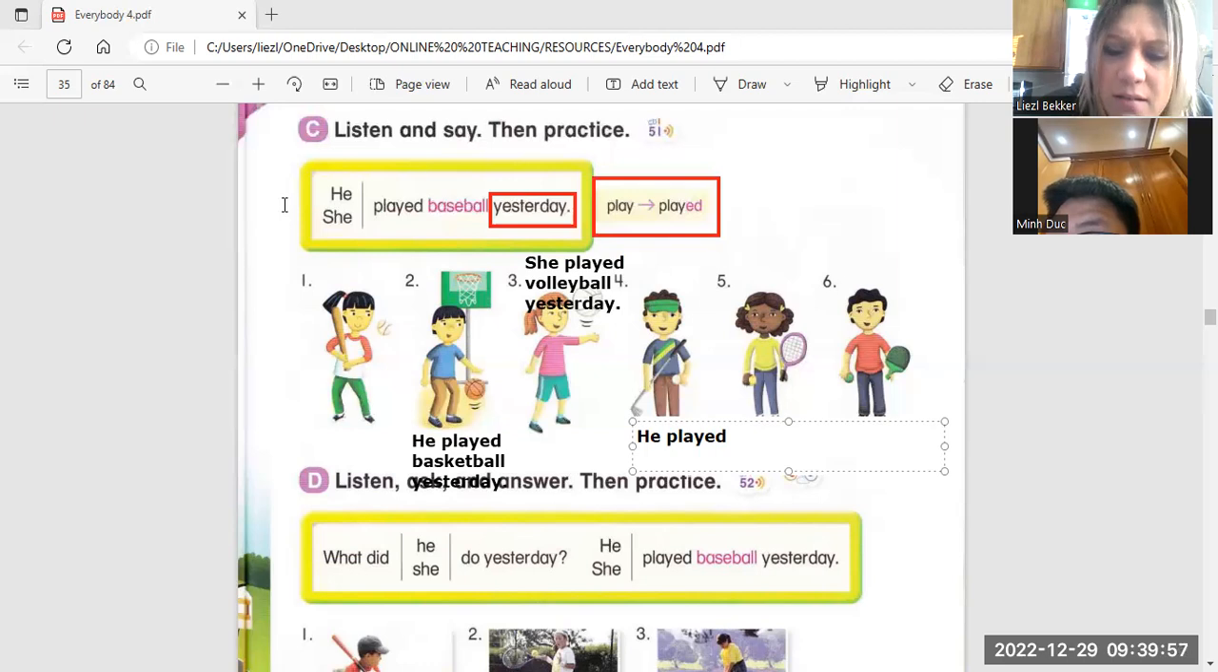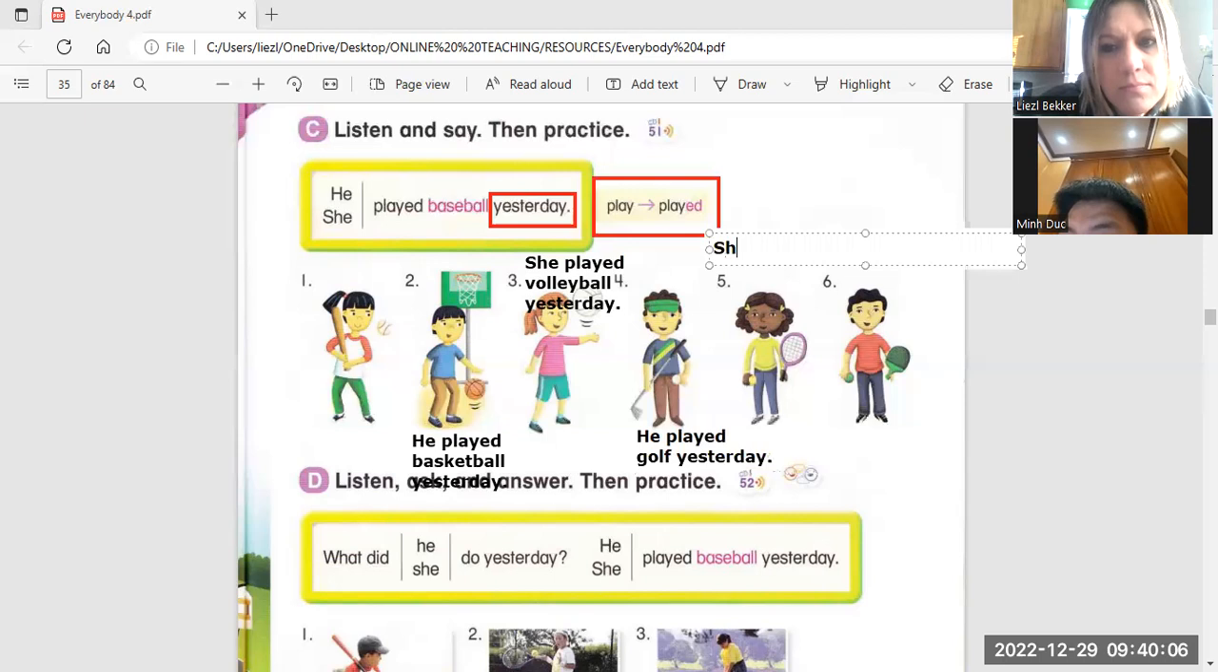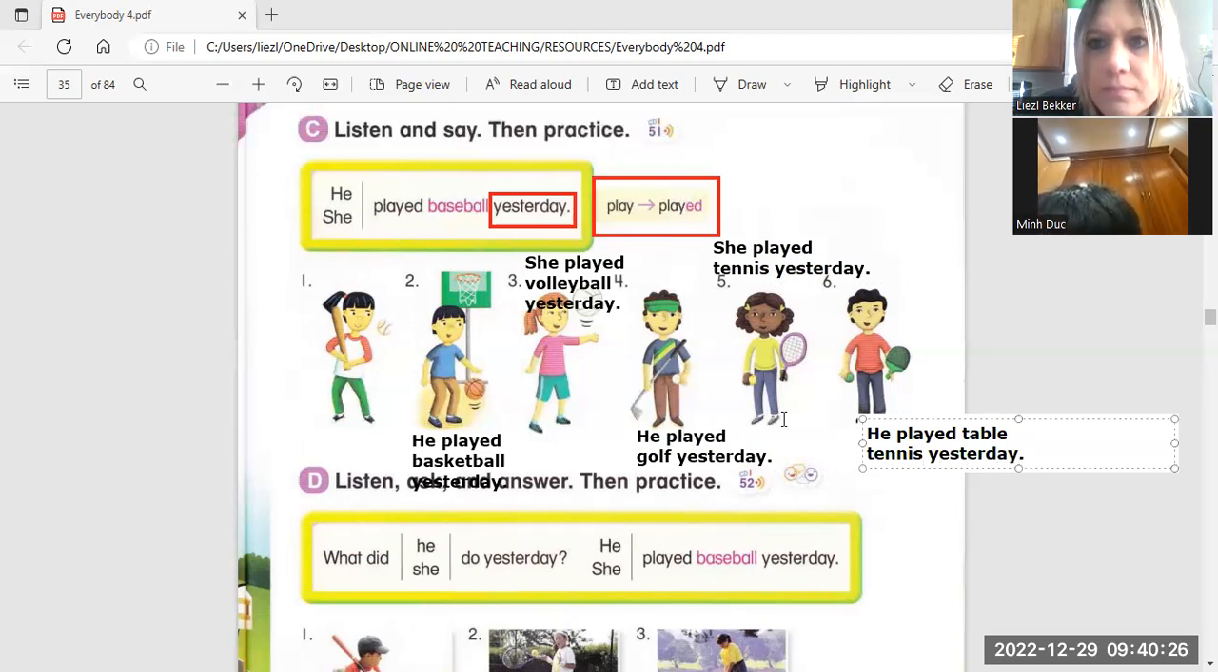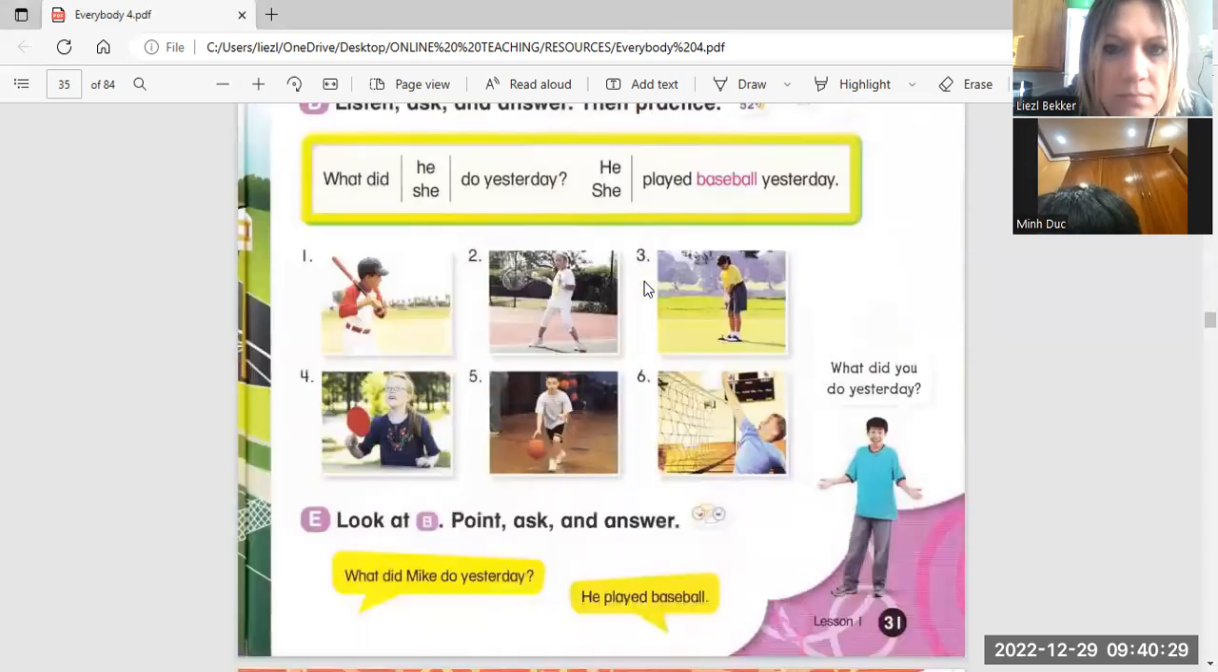He played golf yesterday. She played tennis yesterday, and he played table tennis yesterday. What did he do yesterday? He played basketball yesterday. What did she do yesterday? She played basketball yesterday.